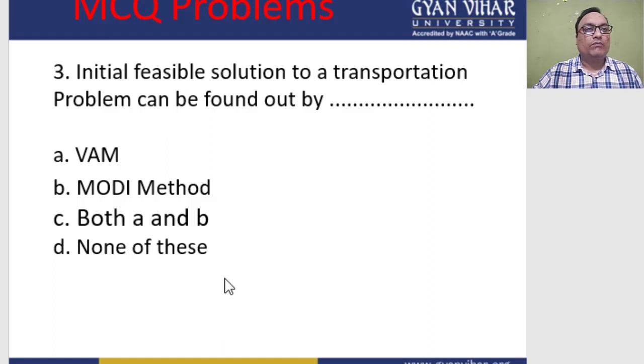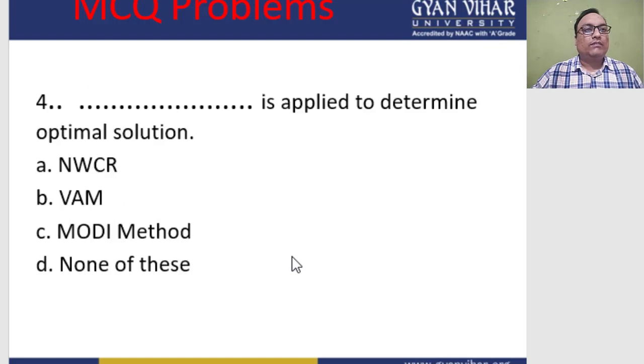This is the third MCQ problem. The initial feasible solution to the transportation problem can be found out by VAM method, Modi method, both A and B, and none of these. So that solution can be found out by the VAM method. The correct answer is A for this question. And then we will move to the next problem.